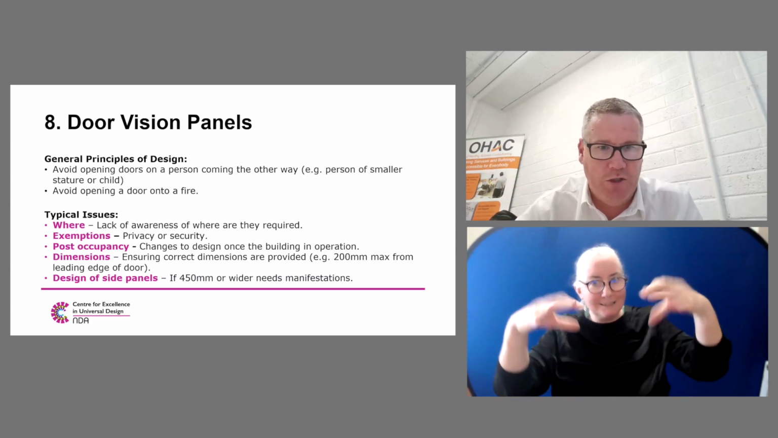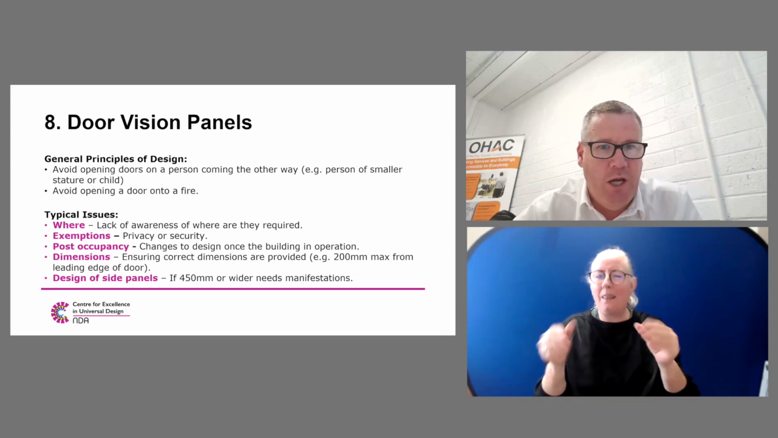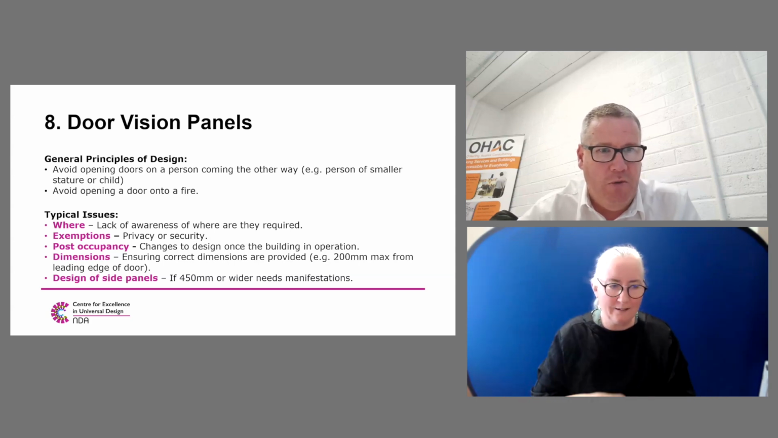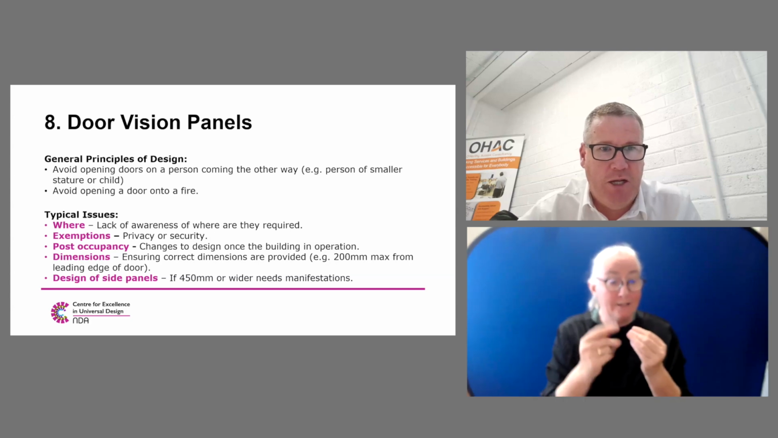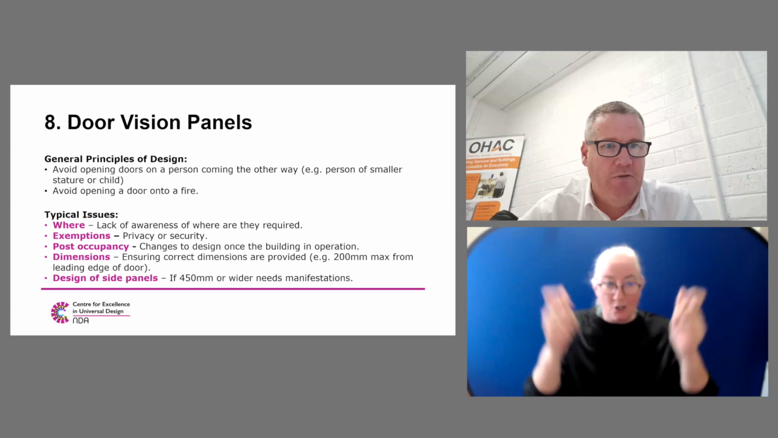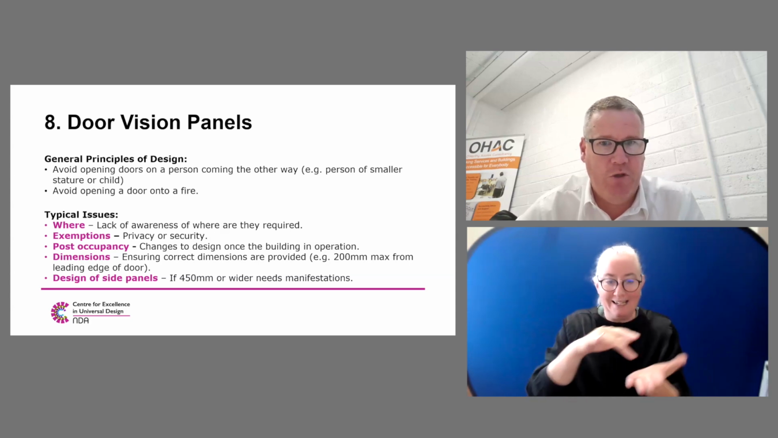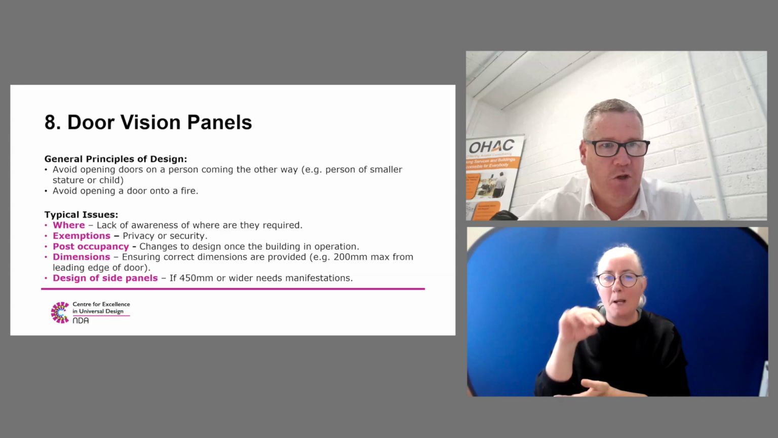But you may have security concerns as well in some types of buildings. Okay. So again, the one thing to keep an eye on is the dimensions of the vision panels. So ensure the correct dimensions are provided. 200 millimeters max from the leading edge of the door. Okay, so you can't put them center in the door. They have to be 200 millimeters max from the leading edge of the door.